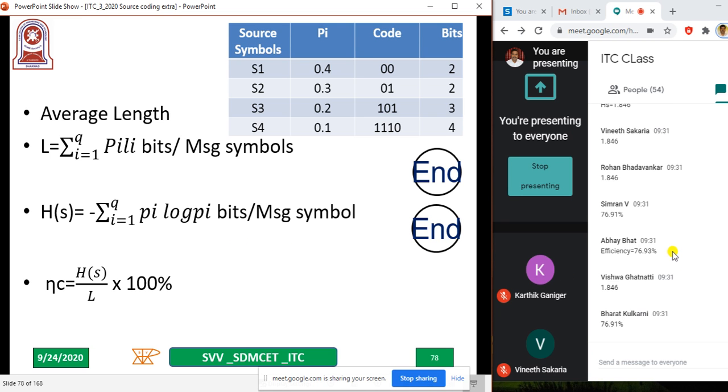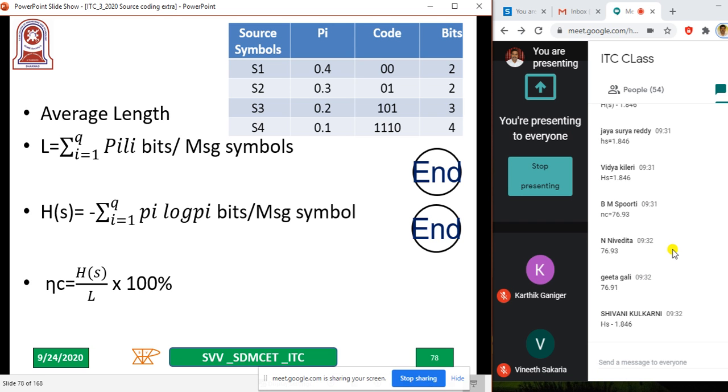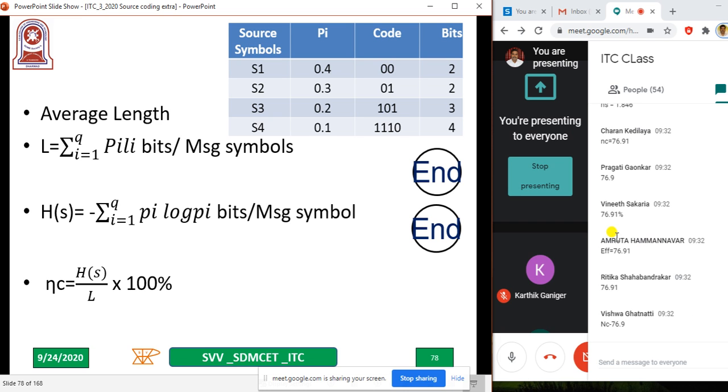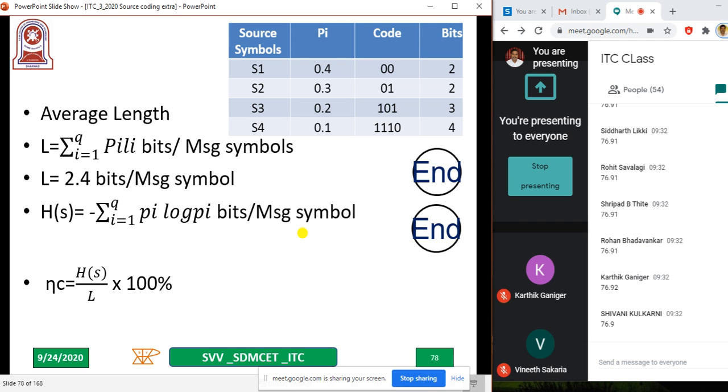I'll show you the answers. Efficiency, Abhay Bhatt 76.93. 76.91 is Bharat. 76.93, Nivedita. Sai Manthan, 76.91. Charan, 76.91. Vinit Sakaria, 76.91. Correct. Most of you are getting the same answer. Then answers are correct. Ritika, Vishwa, Preeti, Amrita, Jaysurya, Siddharth, Lohit, Rohan, Karthik, all are getting 76.92. Shivani, okay, it is correct.